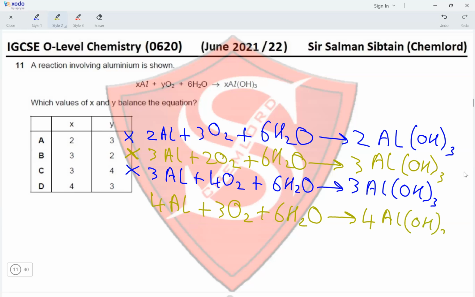Now, in order to see this balance out, we will calculate the number of oxygen and hydrogen atoms on each side because this is the last equation. So aluminum is already balanced. So for oxygen, we've got 12 atoms of oxygen on the reactant side and 4 3s are 12 atoms of oxygen on the product side. Similarly, we've got 12 moles of hydrogen atoms on the reactant side and 4 3s are 12 moles of hydrogen atoms on the product side. So aluminum, oxygen, and hydrogen all balance out in this equation, making option D the correct option for this question.